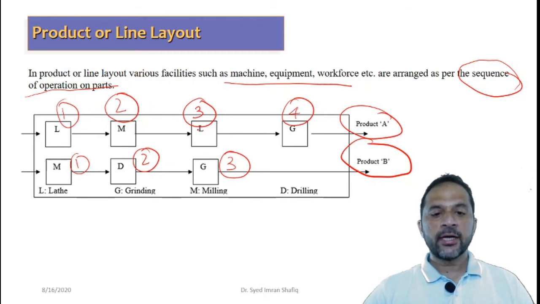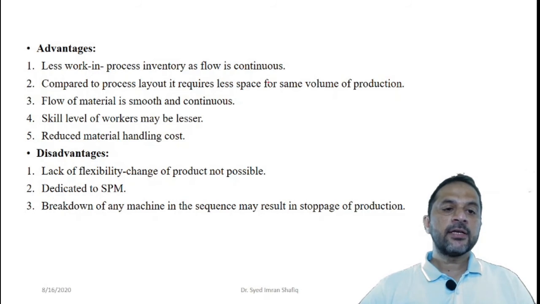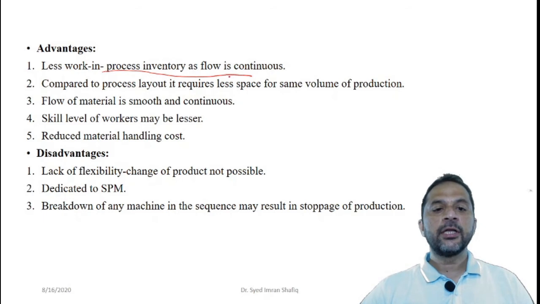You can't say that we will again come back to this lathe and do the third operation in this one. No, you have to have a separate resource in ideal condition. So if a layout is based on the products, it is known as product layout. It has also certain advantages and disadvantages. The first one is the work in process inventory, as flow is continuous, because it is dedicated to that product, so it is continuous. Compared to process layout, it requires less space for the same volume of production.